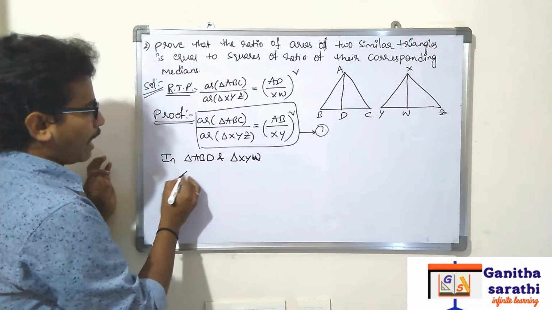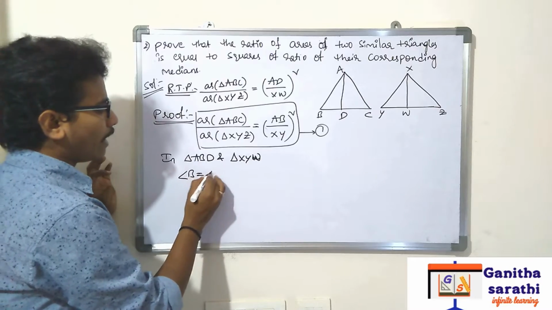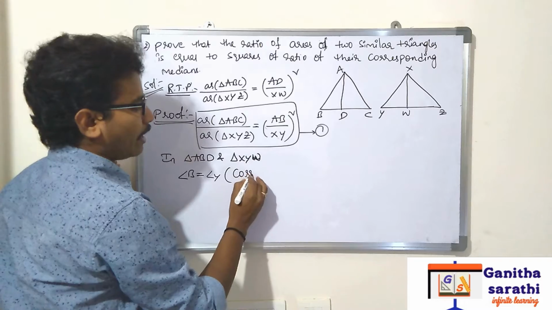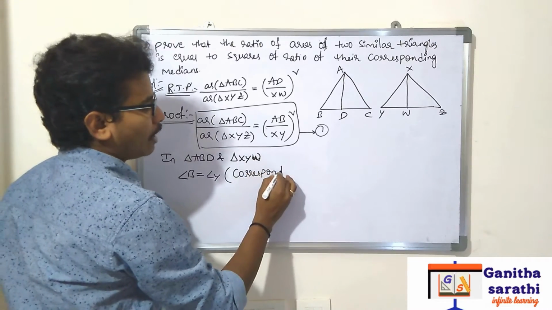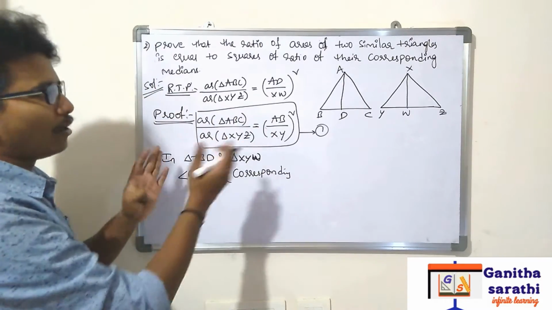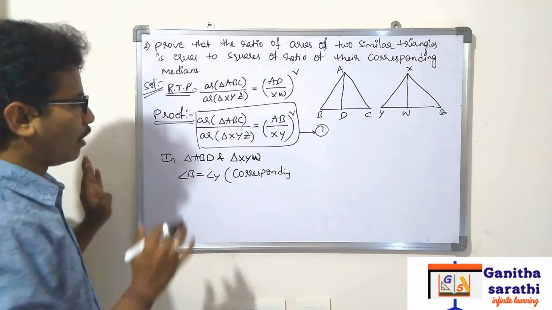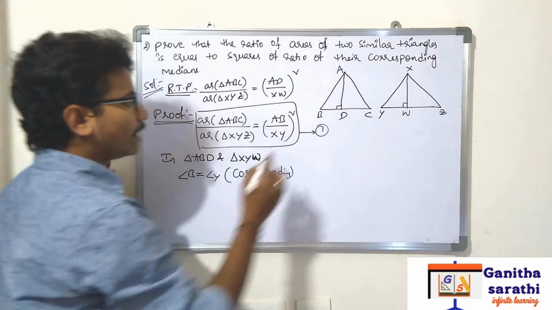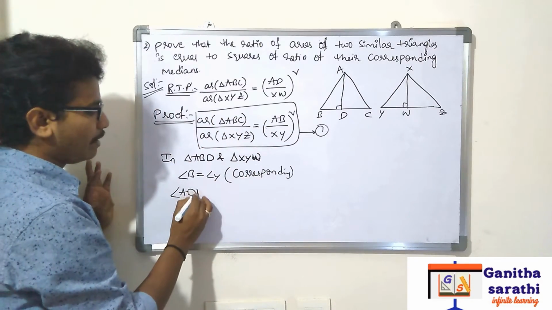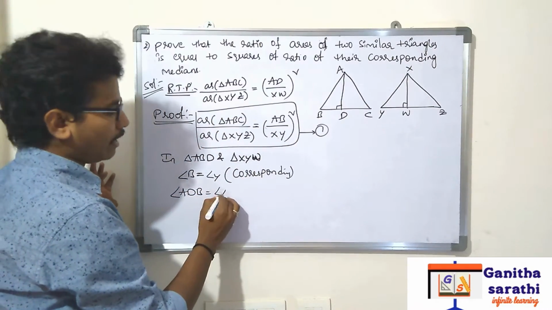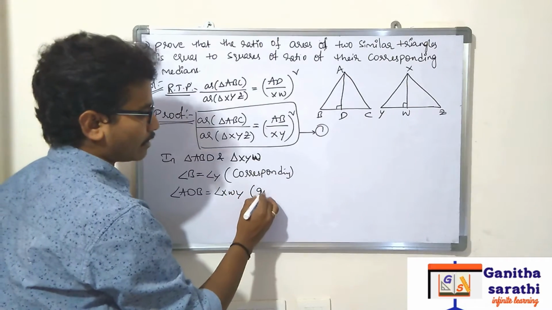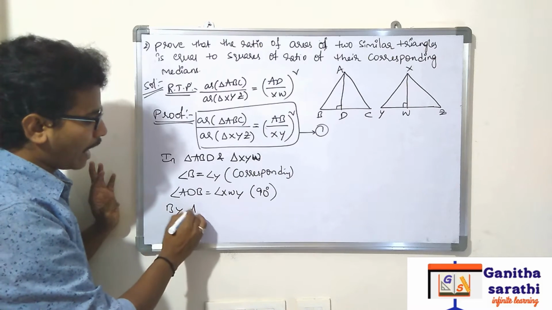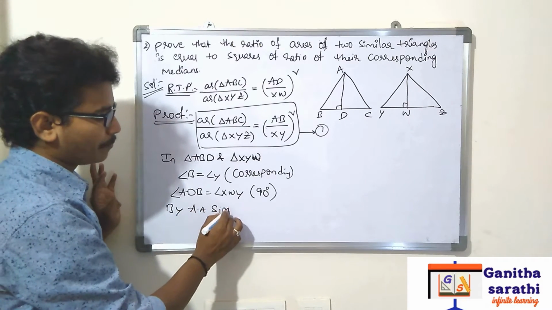Now, see, angle B is equal to angle Y. Can we write angle B is equal to angle Y? Yes, because they are corresponding. And it is already given. We know that ratio of areas of two similar triangles will be. Okay, now, next. Angle D and angle W are 90 degrees, right? Angle ADB is equal to angle XWY. They are 90 degrees, right? So, two angles are equal. So, by which property? By angle-angle similarity.